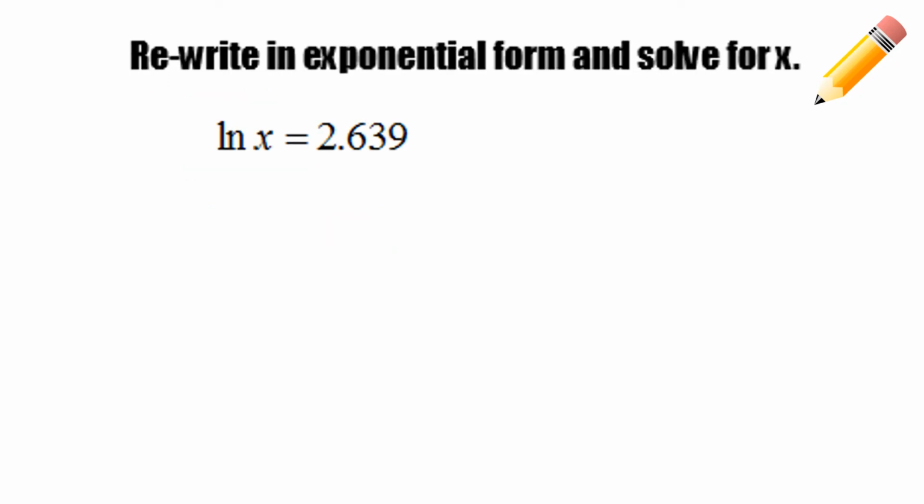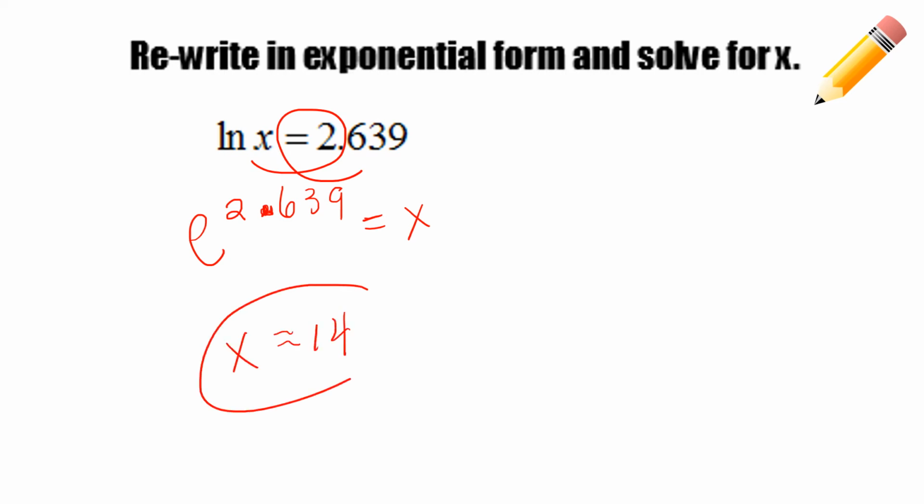Okay, now we want to rewrite the exponential form and solve for x. So we want to change it to exponential form, which means I have a base of e, and it's getting raised to the 2, sorry, my mouse is kind of freaking out, 2.639, and that's equal to x. So if we plug into our calculator, there should be an e button, and then we raise it to the 2.639. We should get back roughly an answer of 14.